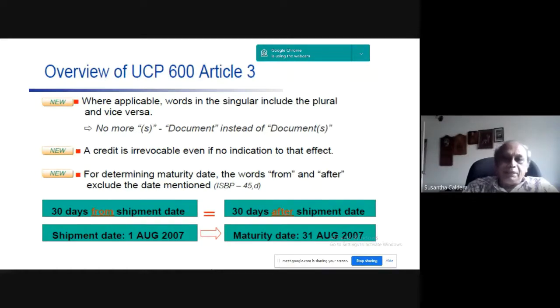Where applicable, words in the singular include the plural and vice versa. Right? No more errors. Document instead of documents. If you have sent a bunch of documents, right?